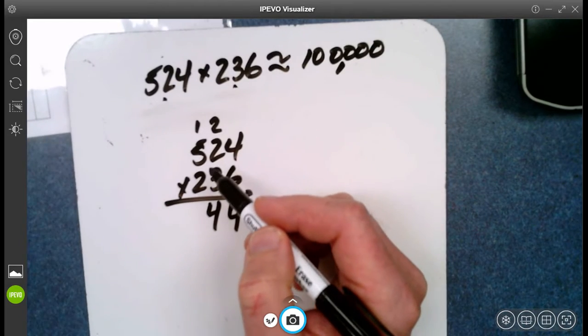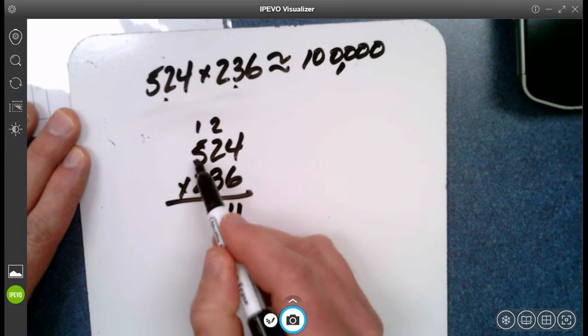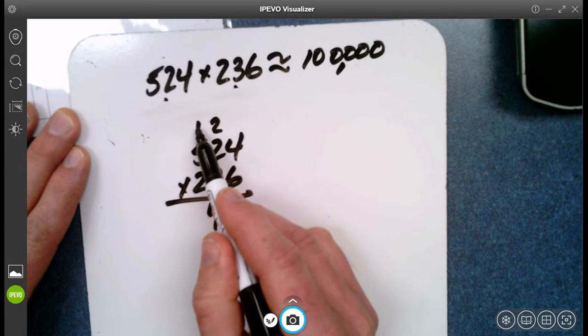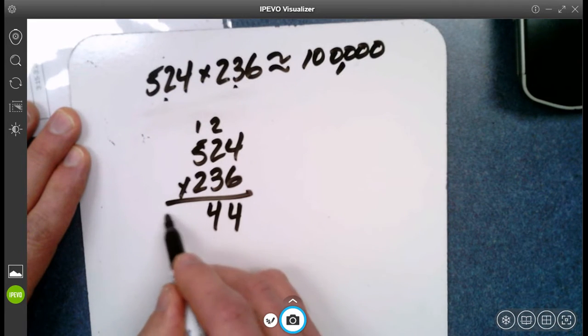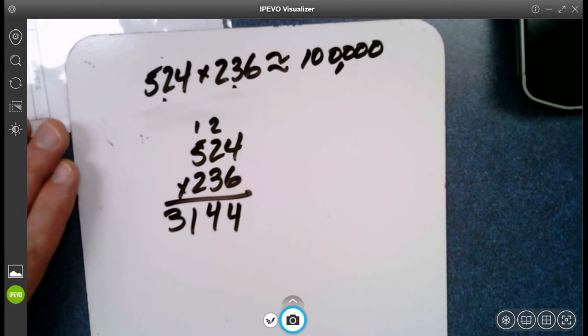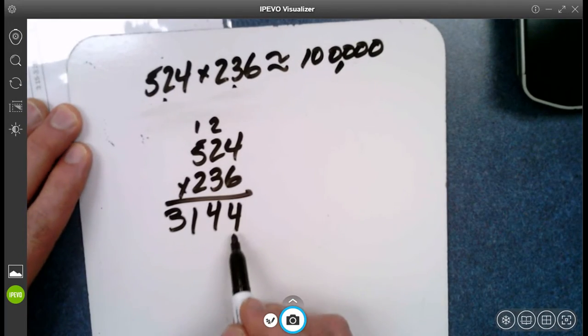Remember, I can only write down one digit at a time as long as I have more numbers up here. Then 6 times 5 is 30. 30 plus 1 is 31. Because I have nowhere to bundle here, now I can write down the 31. So 524 times 6 is 3,144.